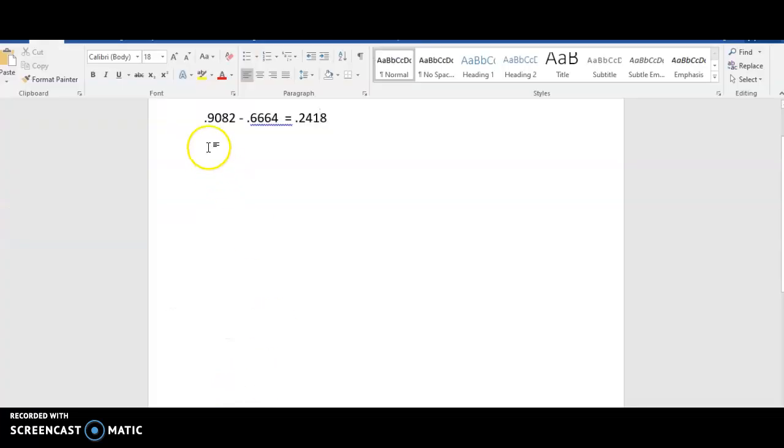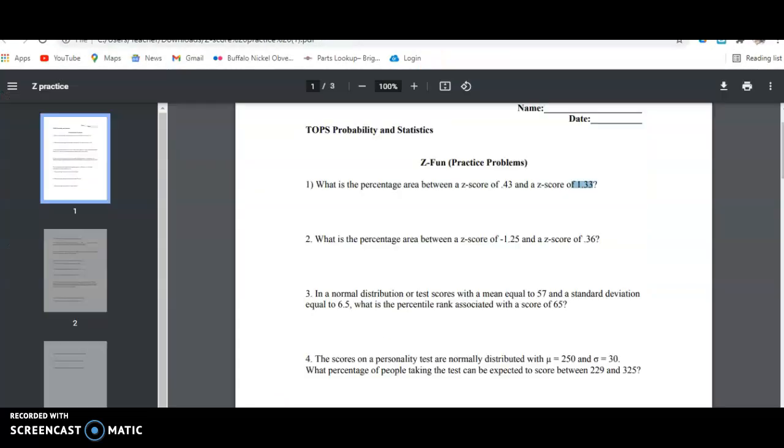And then all we're going to do is subtract those two. So 0.9082 minus 0.6664 gives you 0.2418. And all we have to do is change that to a percent. So you just move the decimal over two times, and you get 24.18%.